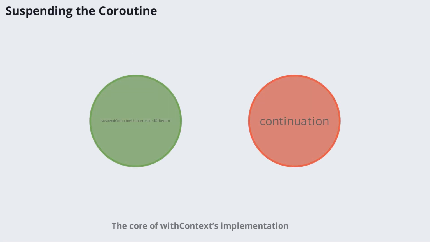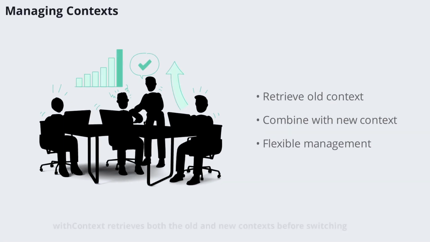The core of the withContext implementation uses a low-level function called suspendCoroutineUnintercepted OrReturn. This suspends the current coroutine and manages its continuation, allowing it to resume after the block finishes. This mechanism is what makes withContext so efficient and powerful for context switching. withContext retrieves both the old and new context before switching.